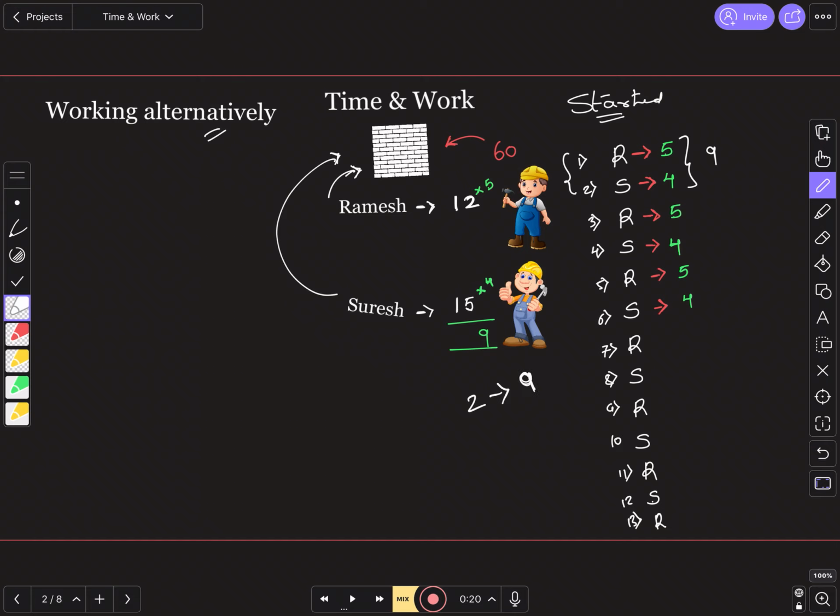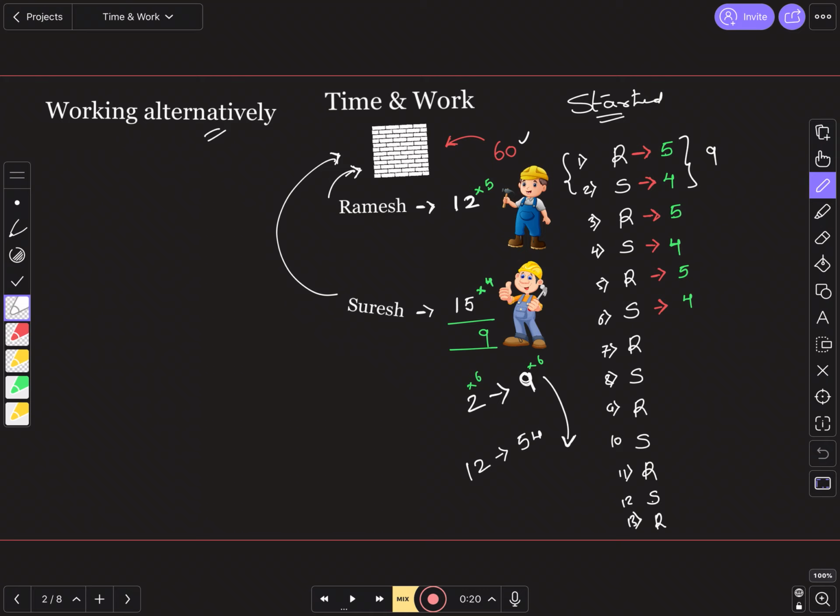How many bricks are you supposed to put in to finish the work? 60. So you need to make this 9 reach 60, so that you get the required work. So multiply both sides by 6. 2 into 6, 9 into 6. 2 into 6 is nothing but 12. In 12 days, 9 into 6 is nothing but 54 bricks will be put in.